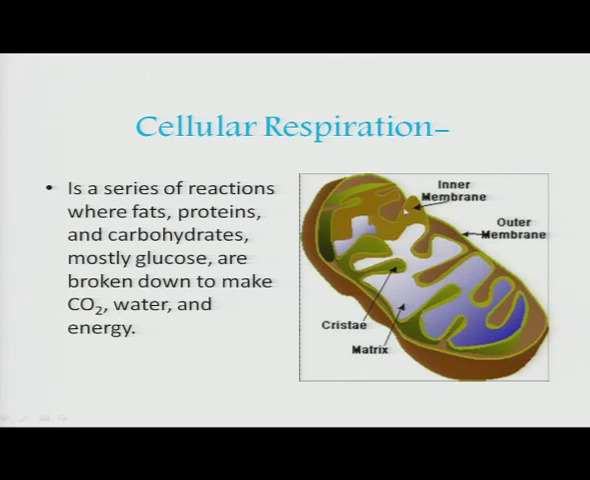The main site of cellular respiration is the mitochondria. The mitochondria are double membranous structures found in all eukaryotes. The outer membrane is smooth, the inner membrane is folded into cristae, and the matrix is present. All the enzymes for cellular respiration are present either in the cristae, in the form of oxysomes, or inside the matrix.